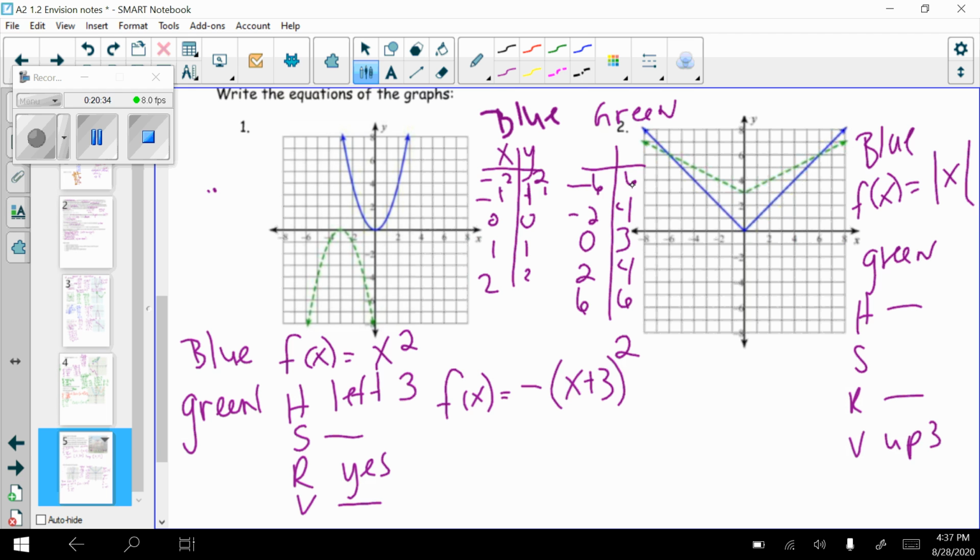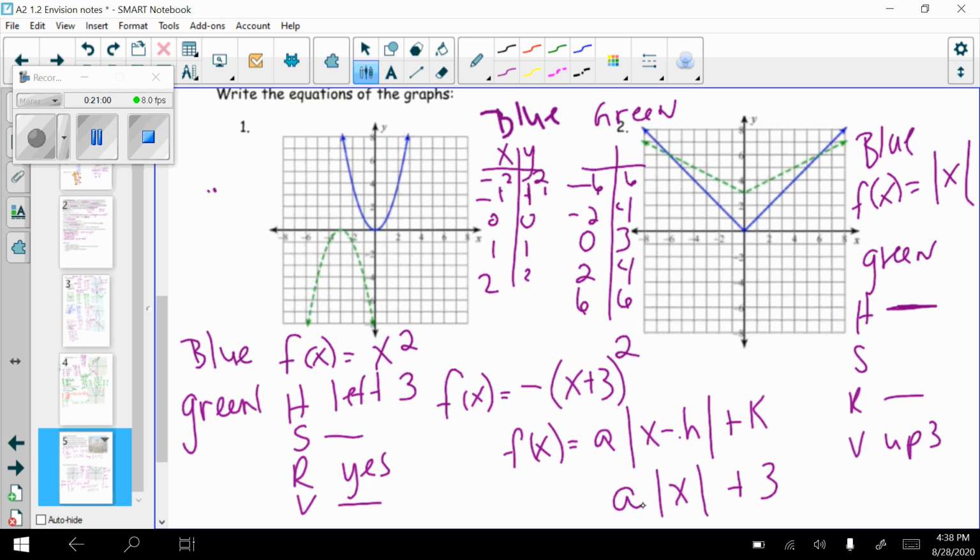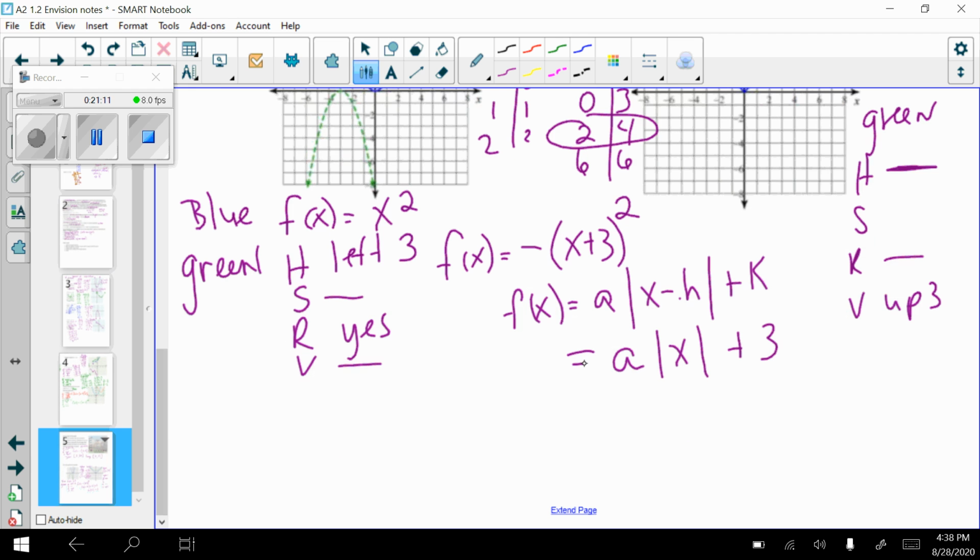So now I need to find out what that A value is. Remember that we've learned the basic transformation function looks like f of x equals A times the absolute value of x minus h, plus k. The h was here, so there's none. We don't have to worry about that, so I know it's going to be just an absolute value of x. The k comes from my vertical, so I know it's going to be a plus 3. So now I need to find out what this a value is. I can do that by picking one of these points. I'm just going to pick the point (2, 4), and I'm going to plug in here, because this is equal to f of x.